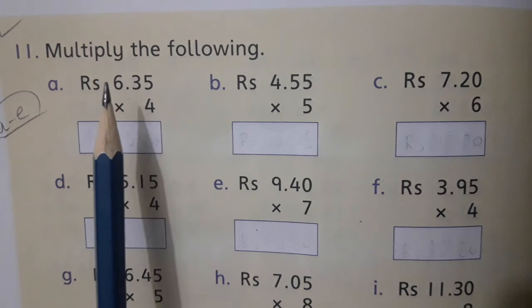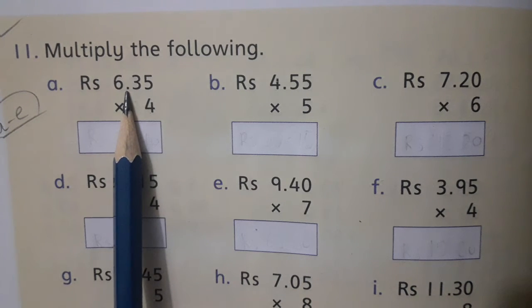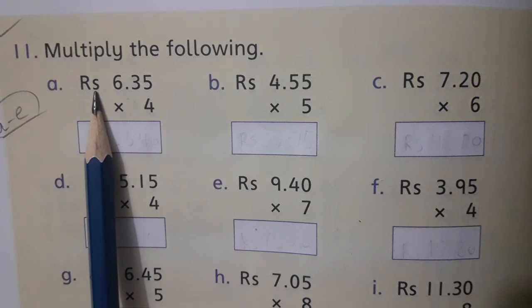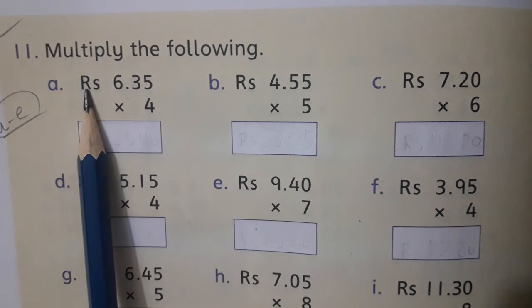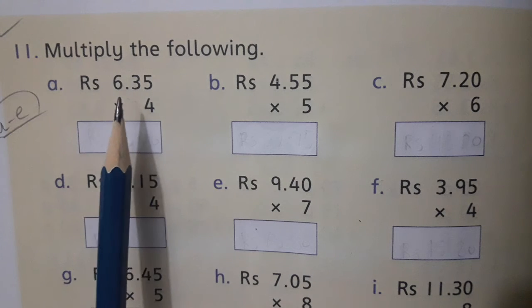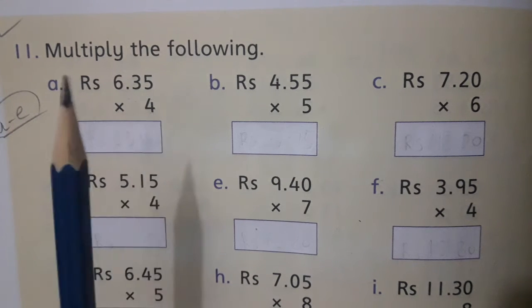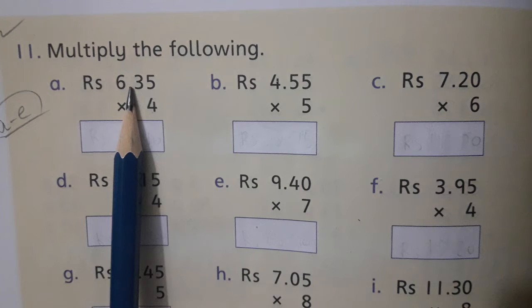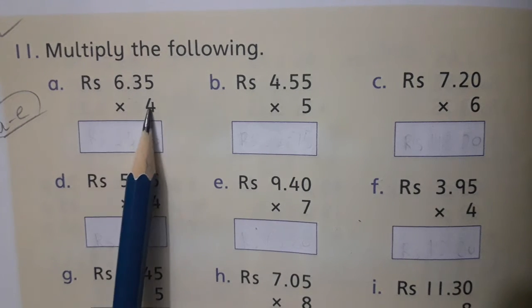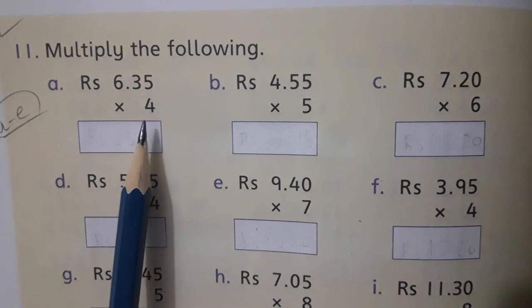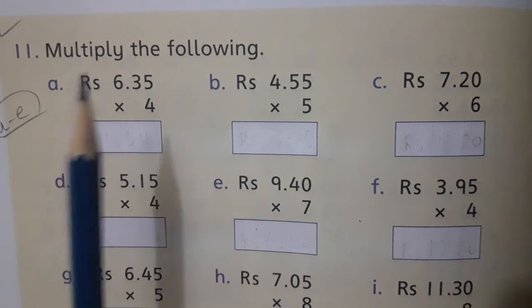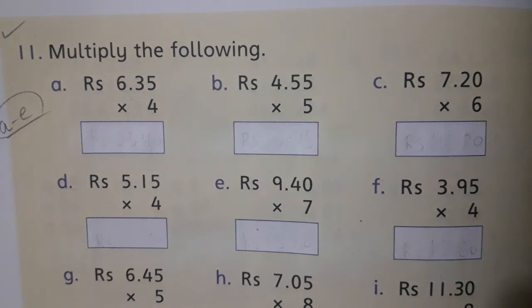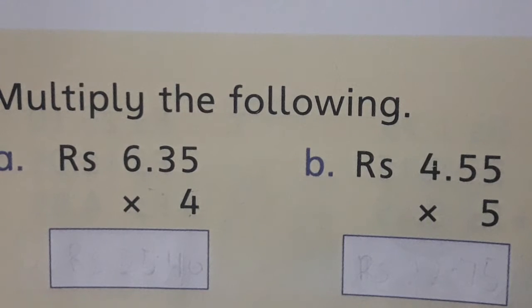Okay, just there is addition of point and rupees, but there is no need to worry about it. You have to just multiply it. Just forget these point and rupees and simply multiply these, and in the end I will tell you how you will put a point. Okay, so let's start with the first question.